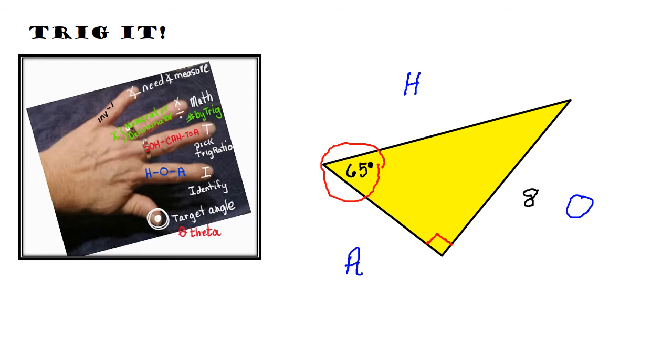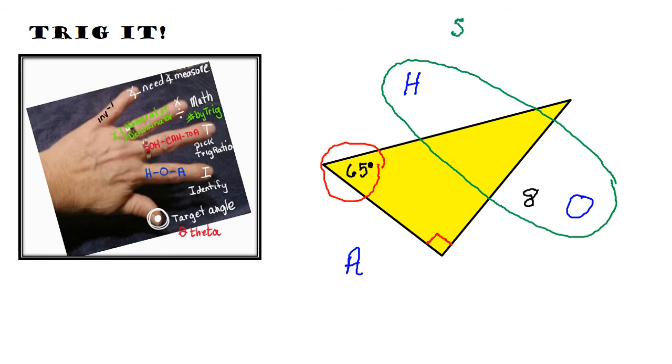Well, I have to find a hypotenuse. I've been given an opposite, O and an H, so I'm going to use Mr. SOH of the SOHCAHTOA. So sine 65, our target angle, equals O over H, so 8 over the H. All right, fourth finger, multiply or divide. Since the H is in the denominator, we're going to divide by the trig.